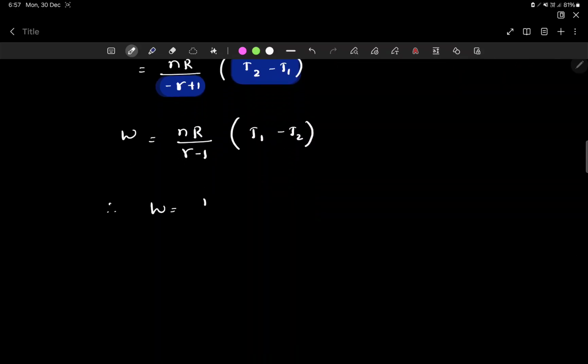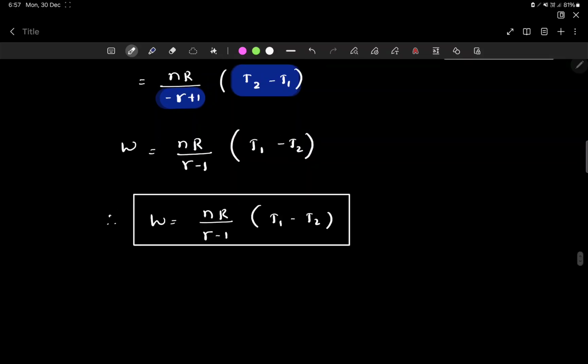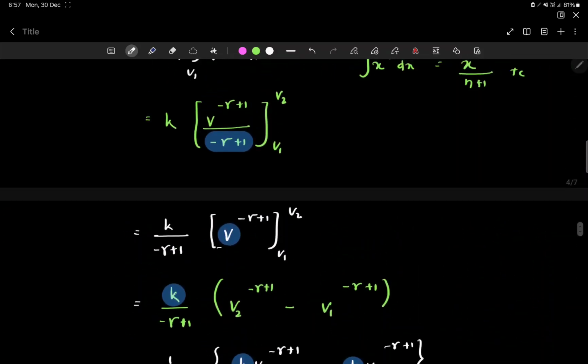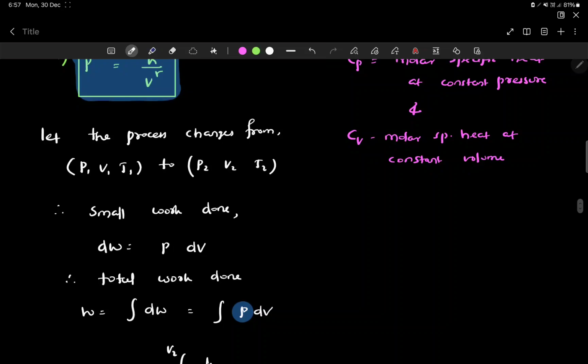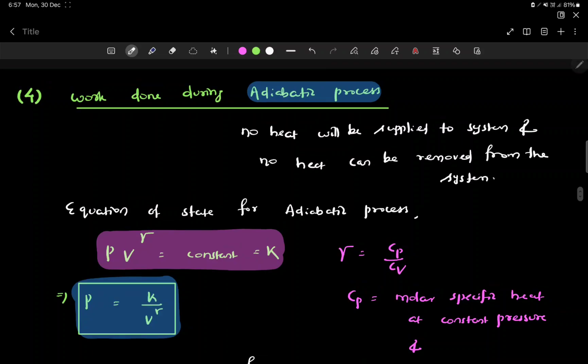Thus W is equal to nR by gamma minus 1 into T1 minus T2. Okay, this is the work done during which process? Adiabatic process. So take the screenshot first.